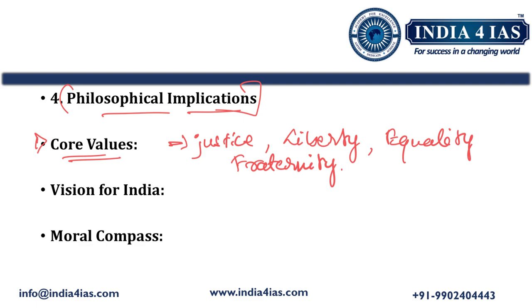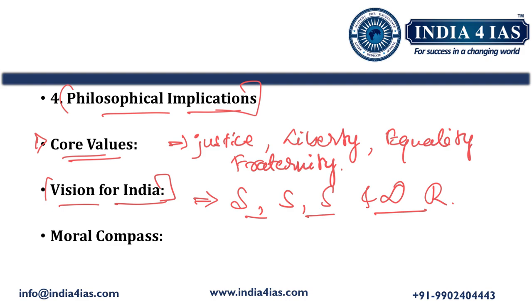Then the preamble also sets a vision for India. What kind of vision? It says that India is a sovereign, socialist, secular and democratic republic. This is the vision set by the preamble, and it indicates the philosophical significance of the preamble. Then it also acts as a moral compass. In what way does it act as a moral compass? We should write that the preamble helps in the interpretation and application of the Constitution in line with the foundational ideals mentioned in the Constitution.